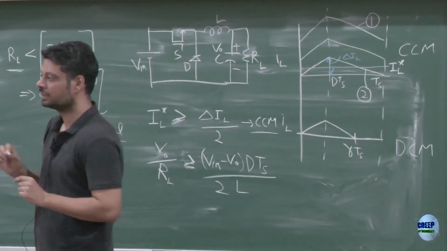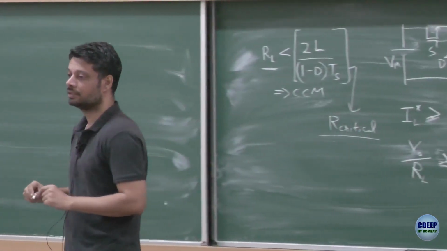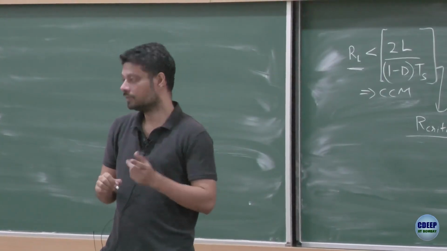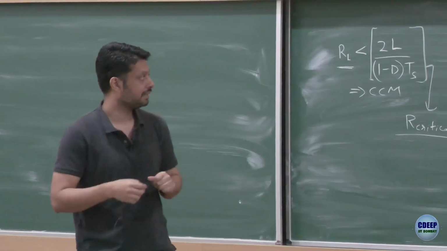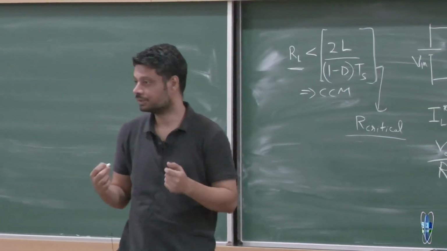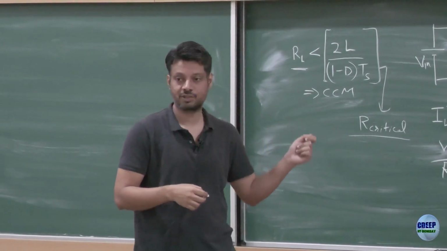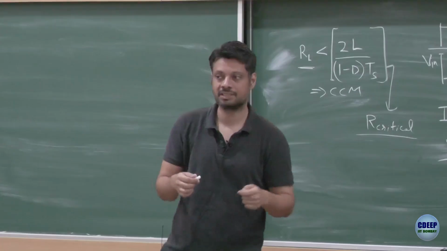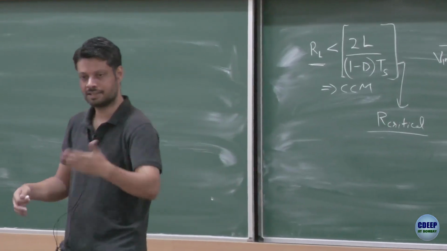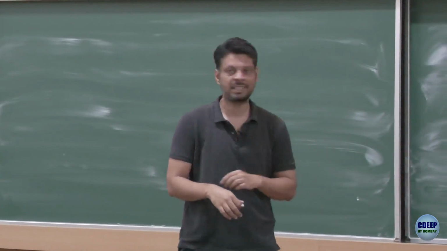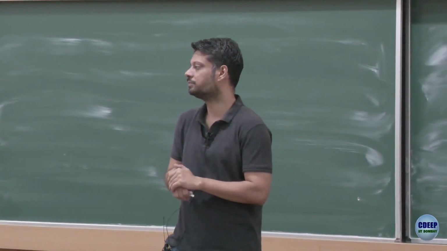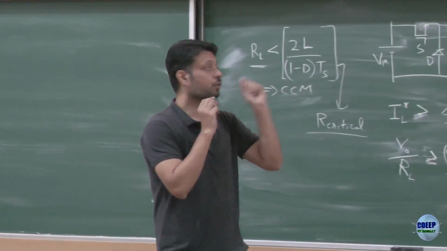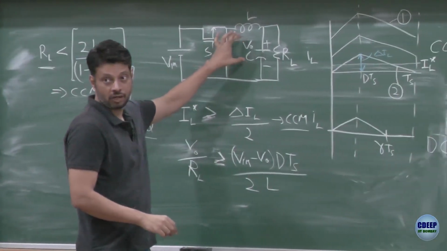So in case 1 versus case 2, in which case would your output voltage ripple be higher? This is the question. I am just rephrasing it. So think of it as a quiz question. Let's answer this, then we'll go to the next question. In which case would the output voltage ripple delta V naught be higher?